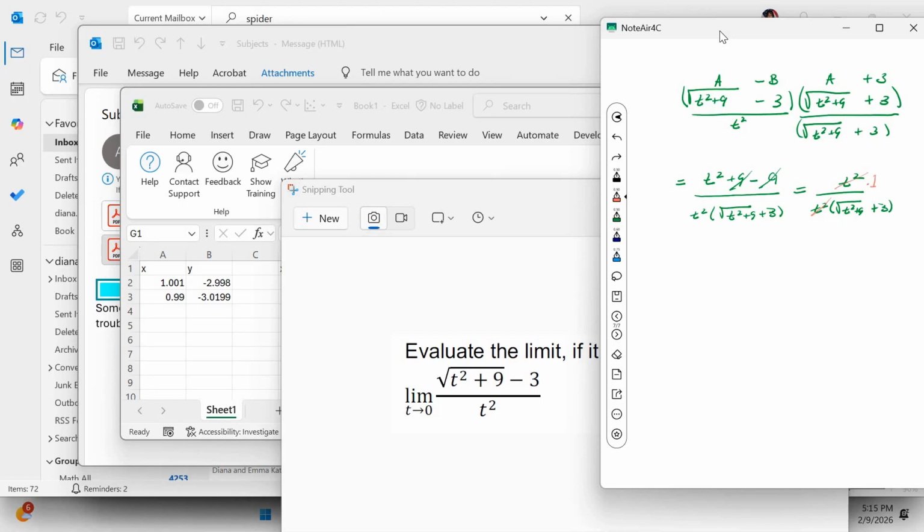And I just have a 1 on the top now. So that's equal to 1 divided by square root of t squared plus 9 plus 3. And now I can plug in 0. So I get 1 divided by square root of 9 plus 3, which is, voila, the answer I got with the number, exactly what I get here. Pretty cool.